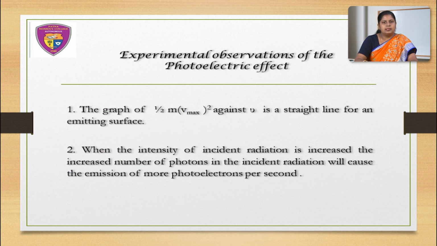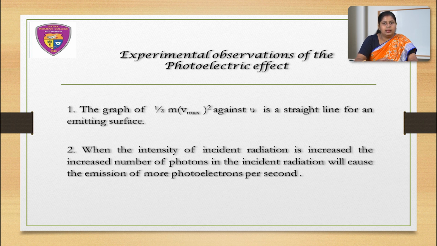Here, we concisely list the observations of the experiment. The 3 points are mentioned below. Firstly, as can be seen, equation 3 is of the form y is equal to m x plus c, that is the straight line equation. Hence, it can be inferred that the graph of half m v maximum square against nu is a straight line for an emitting surface. For all emitting surfaces, the straight line will have the same slope equal to Planck's constant h.